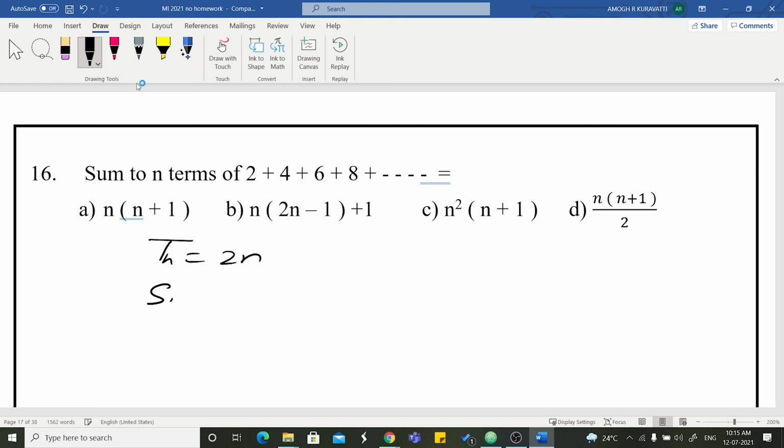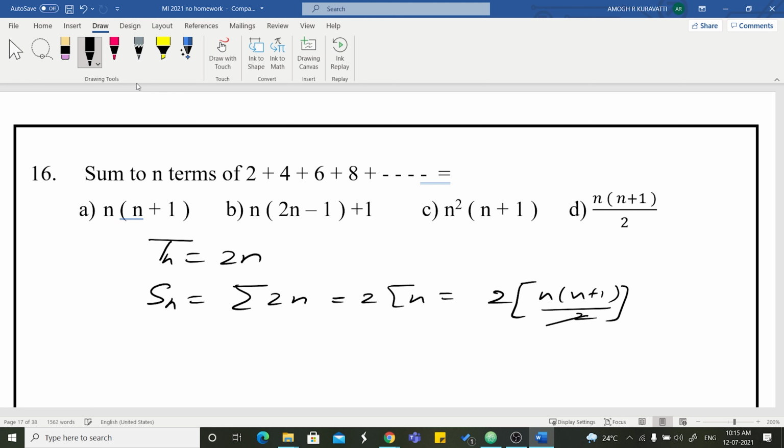Sn is equal to sigma 2n. That is 2 into sigma n. This is the actual method. Sigma n formula: n into n plus 1 by 2. So 2, 2 cancel. So that is n of n plus 1. This is the actual method. Option A.